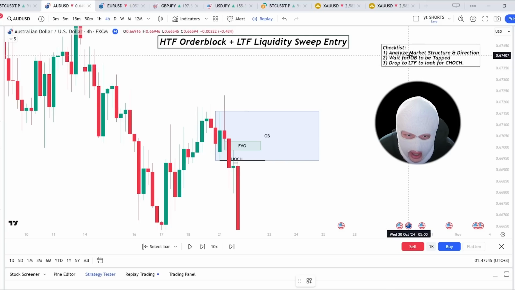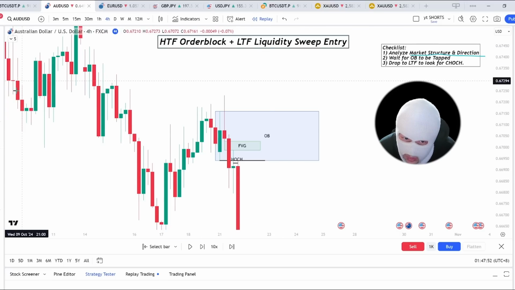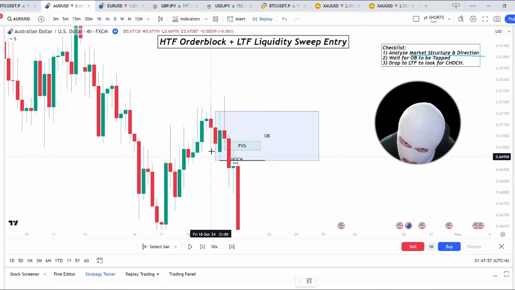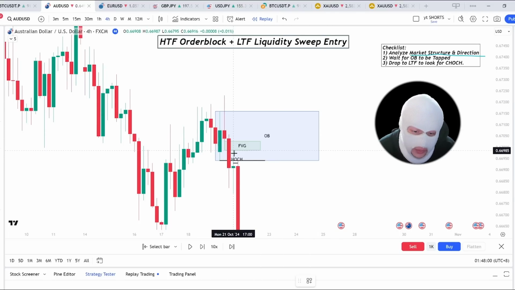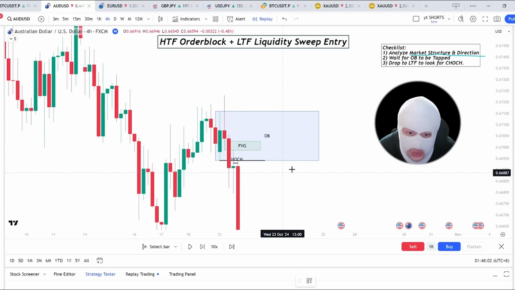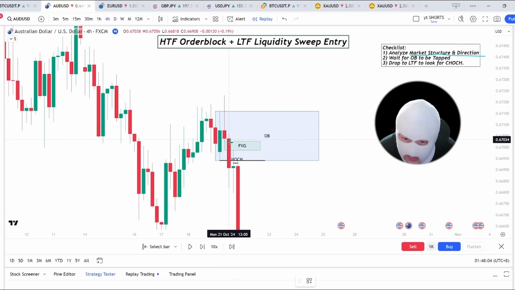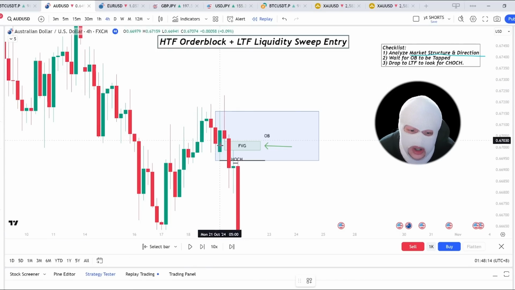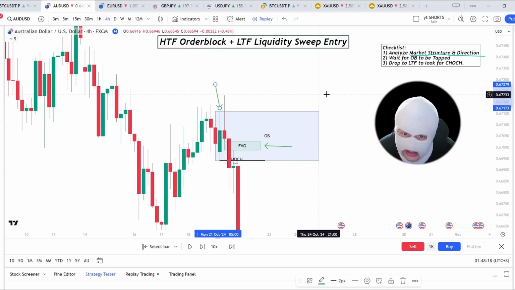Step 1. Analyze market direction and structure. Overall, we have been pretty bearish. We then have a slight pullback and created a valid bearish order block. Why is it a valid bearish order block? Because we have a sharp move with a fair value gap, breaking previous market structure. So we mark out our last candle that created the fair value gap that broke past previous structure. That candle would be this one right over here.